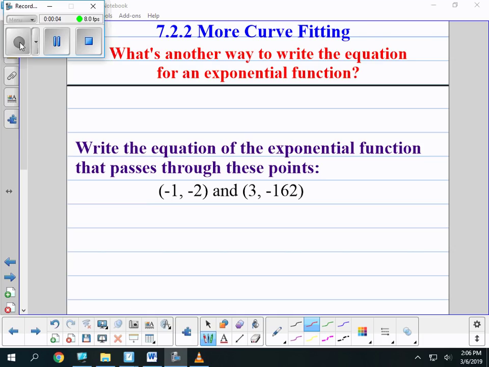Okay, here we have the problem that we are going to write the equation of the exponential function that passes through these points. The points are (-1, -2) and (3, -162). So we know that it is an exponential function, which means our end result is going to be an equation in y equals a times b to the x format. So we need to figure out what a is, and we need to figure out what b is.